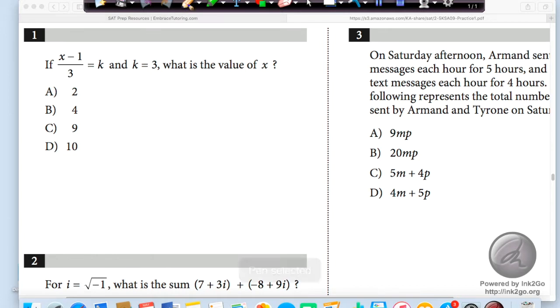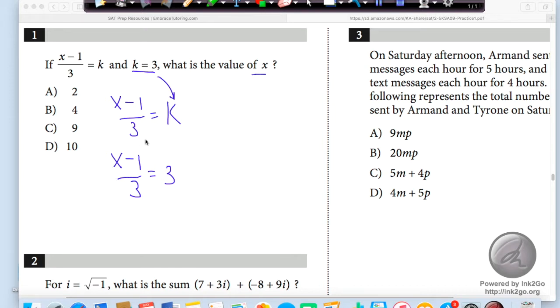All right, so here we go. Let's get started. For question 1, it says if x minus 1 over 3 equals k, and if k equals 3, what is the value of x? If I know that k equals 3, then I can plug that in. So x minus 1 over 3 equals 3, and it asks what is the value of x. So I'm going to want to isolate to solve for x.